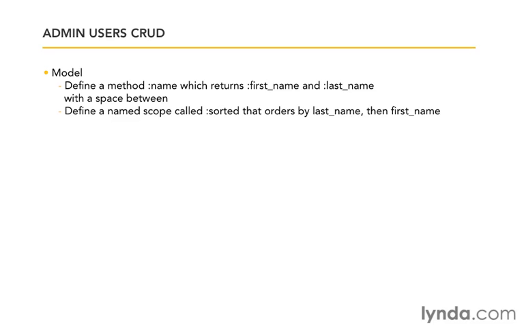Then I want you to define a named scope called sorted that is going to order by last name and then first name, and that will be ordered ascending so that Anderson comes before Smith. Once you've got those in place, then we need to move over to the controller.